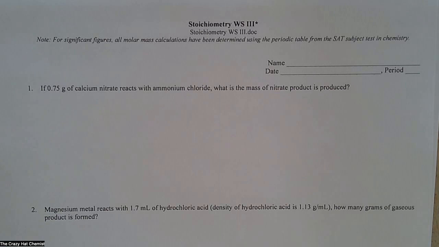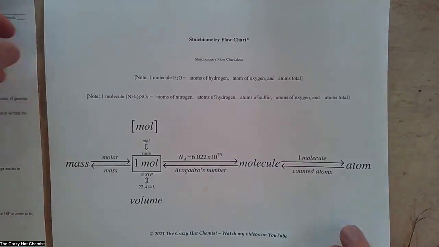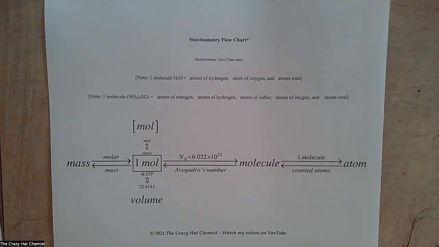And there was an introductory stoichiometry worksheet. There was a stoichiometry worksheet number 1, stoichiometry worksheet number 2, and this is the final stoichiometry worksheet number 3. In addition to that, I'm assuming that you are familiar with a few other things for this. Number 1, you should be familiar with this flow chart right here.